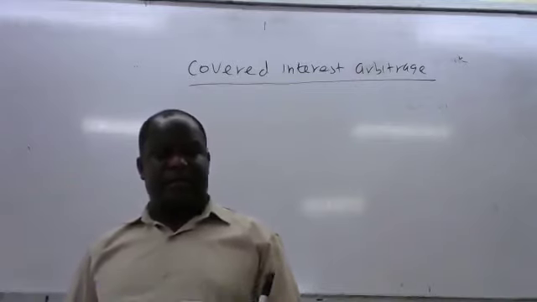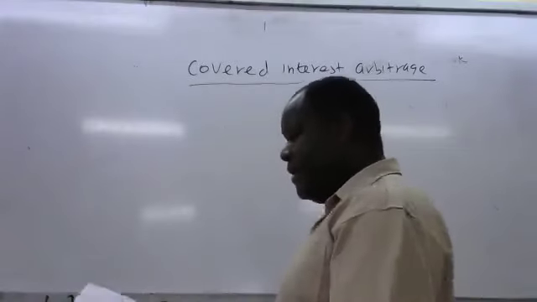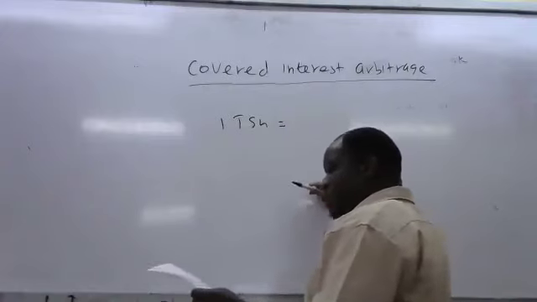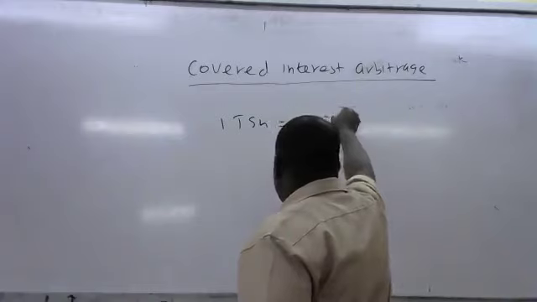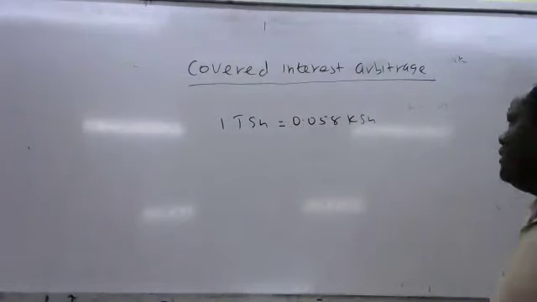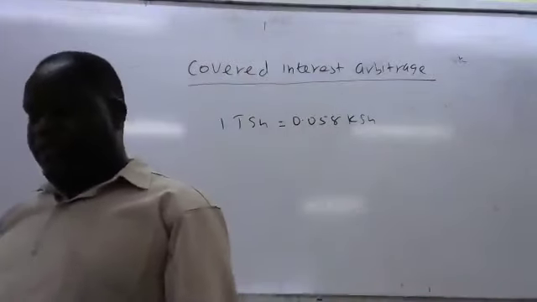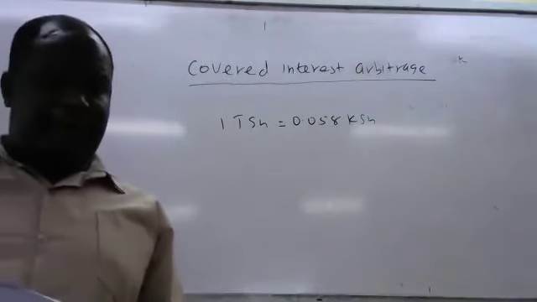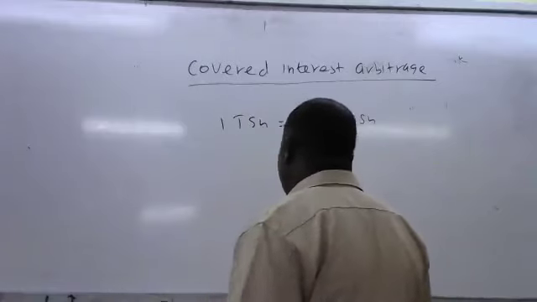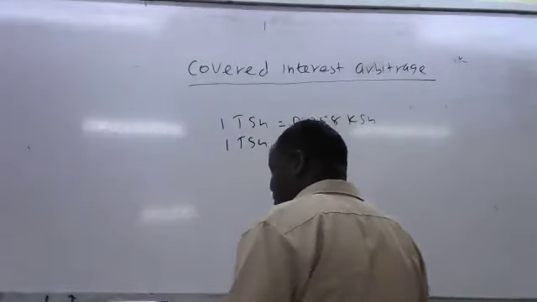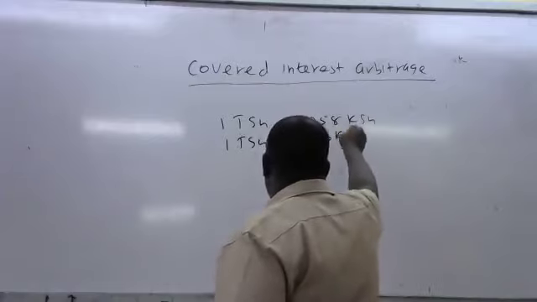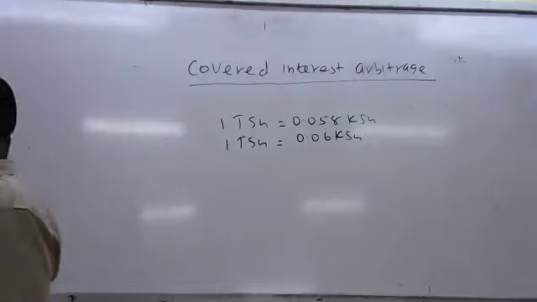The current spot rate is 1 Tanzanian shilling is equivalent to 0.058 Kenyan shillings. Then we continue on the same by noting that the 3-month forward rate is that 1 Tanzanian shilling will be equivalent to 0.06 Kenyan shillings.